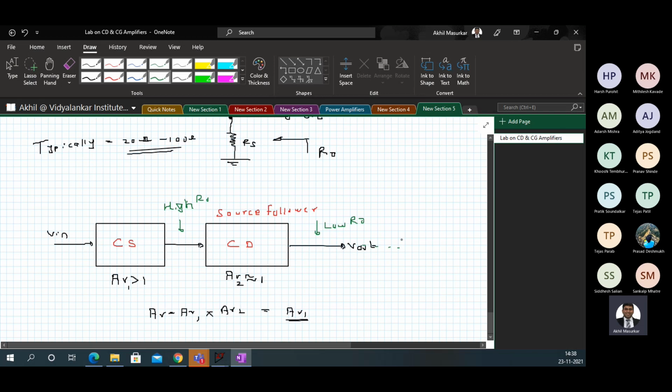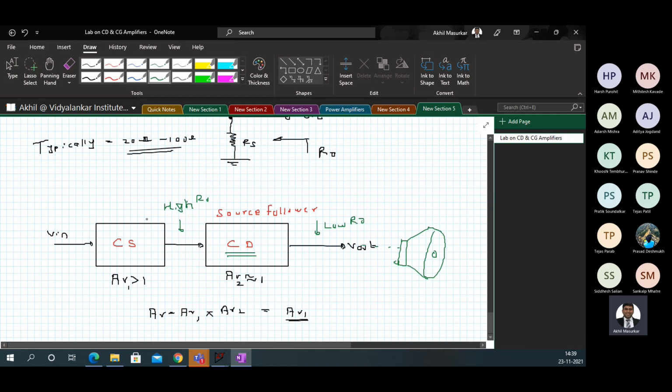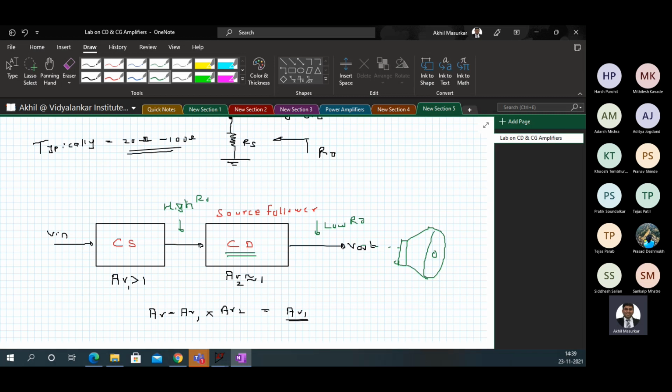And here we can connect our speaker or some load, because a load generally has a low input impedance. So to match the impedance of the load with the impedance of the amplifier, we use this common drain amplifier. If you are planning to make an amplifier and connect a speaker to it, you cannot use only CS. You have to go for CS-CD. That is what I mean to say. Have you understood this? Yes, sir.